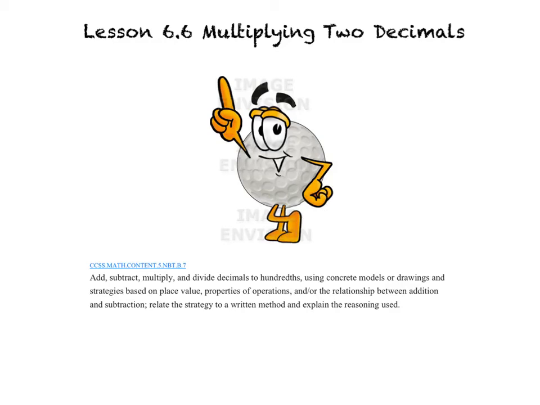All right, guys, we're getting toward the end of our unit, and we are on lesson 6.10, multiplying two decimals. Here I found a cool little image. I'm going to call him Captain Decimal. Even though he looks like a golf ball, he's still a decimal to me. And as always, here is the standard that today's activities are going to be focused on, and that's your standard that you'll be assessed on. So with that being said, let's start going through and understanding how to multiply two decimals.